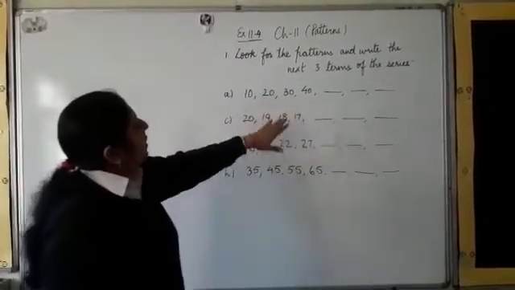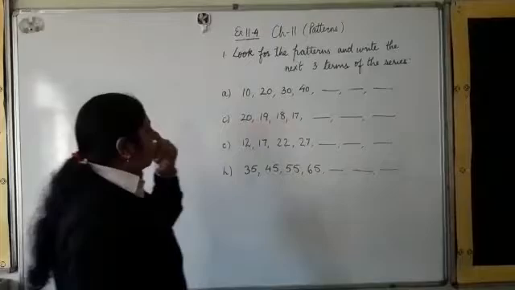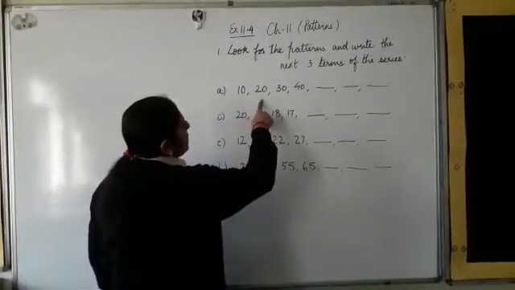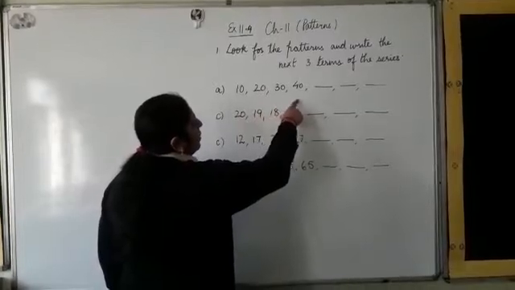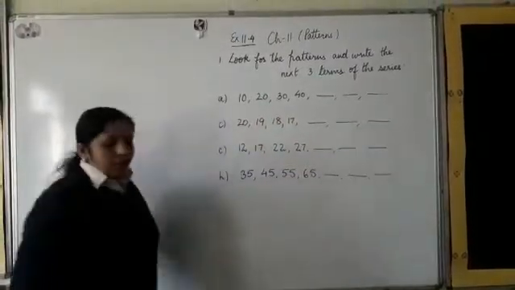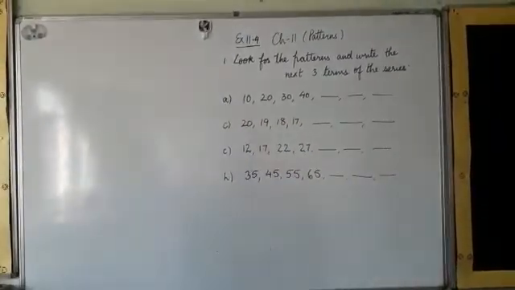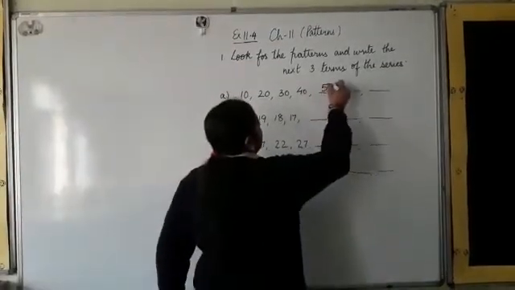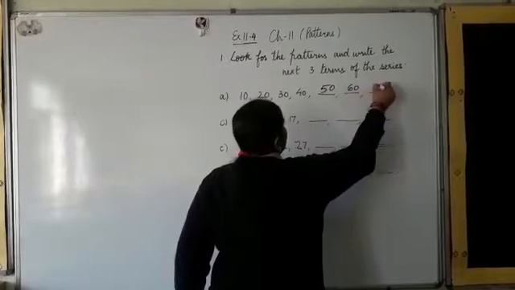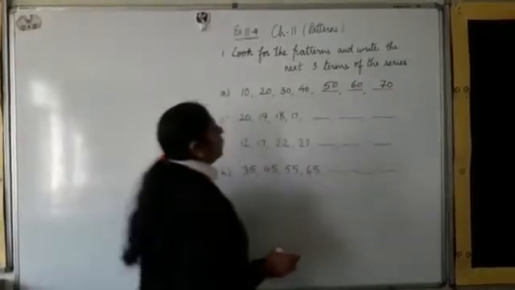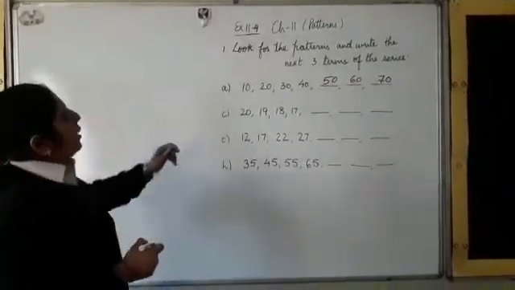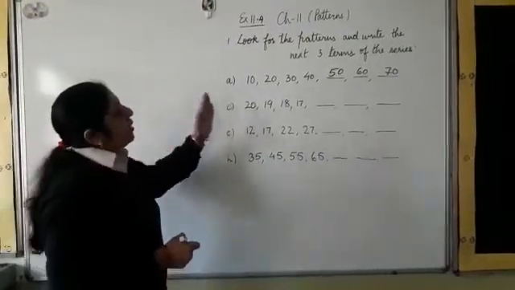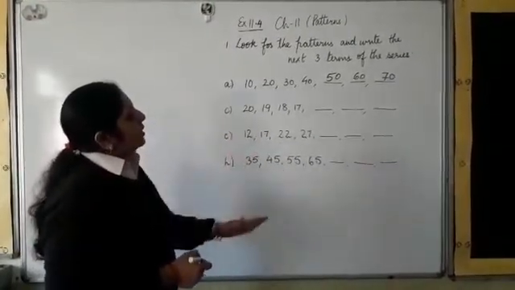Now this is, children, a kind of skip counting going on here. Skip counting of 10. Here after 10, 20 has come, then 30, 40. So the next will be 50 and it will go on. That is 50, 60, 70. So as I had already told you, before going to the answer, you need to understand which pattern is going on in the series.